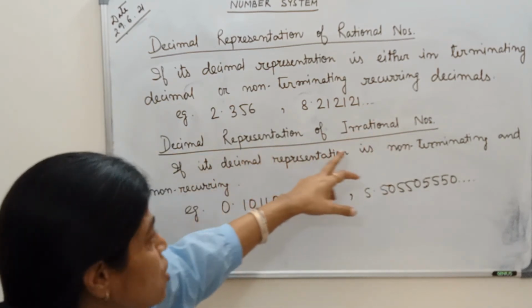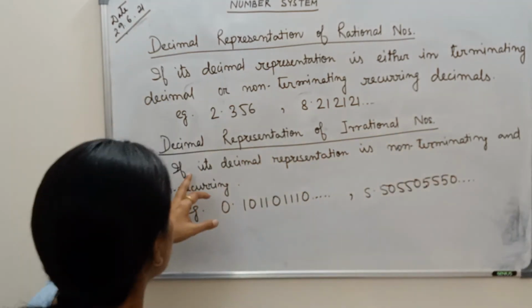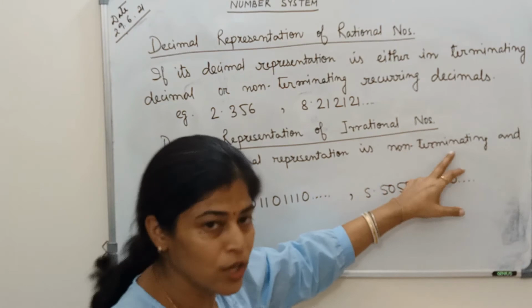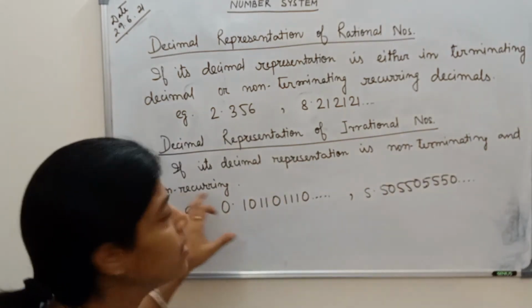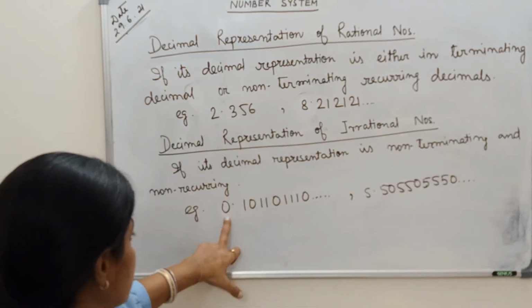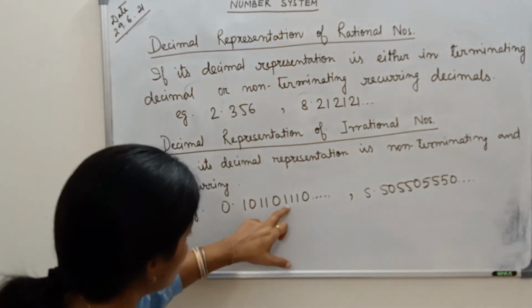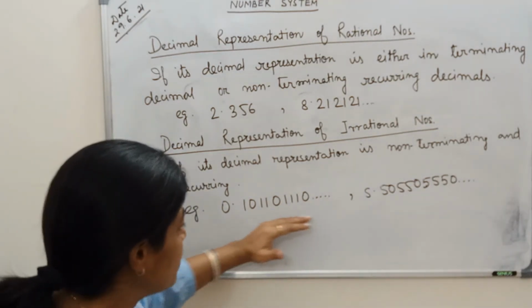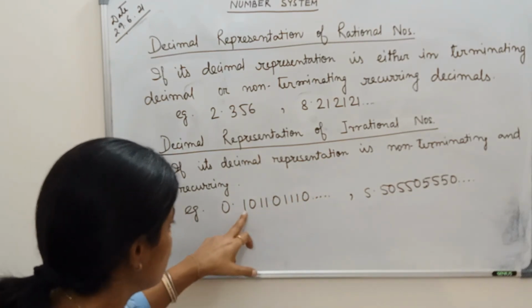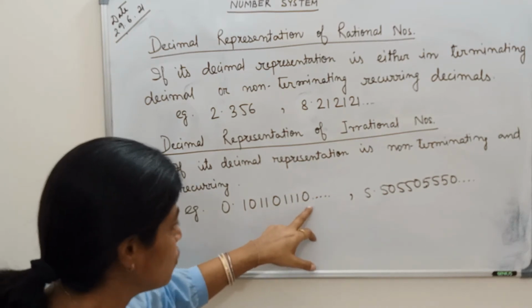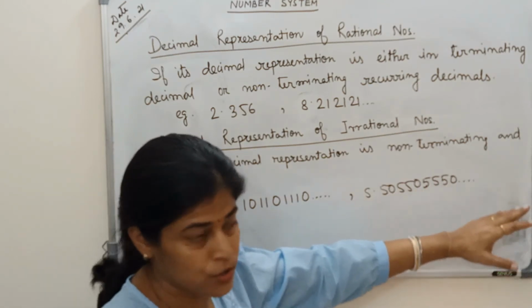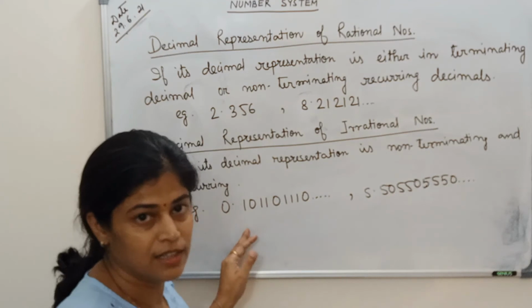Such numbers are called rational numbers. And for decimal representation of irrational numbers, what will those numbers be? An irrational number should be such that its decimal representation is non-terminating and non-recurring. It should be non-terminating and also non-recurring. See the number 0.101101110... it goes on, but it is not recurring. See 1 0, then 1 1 0, then triple 1 0, like this. Similarly 5.50, then 550, 5550... So these are all irrational numbers.